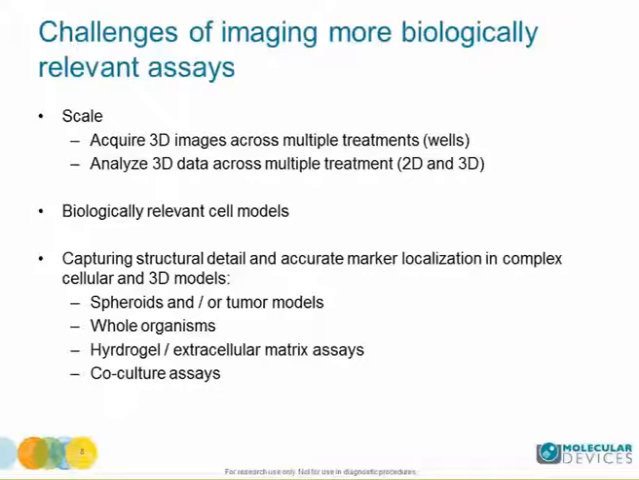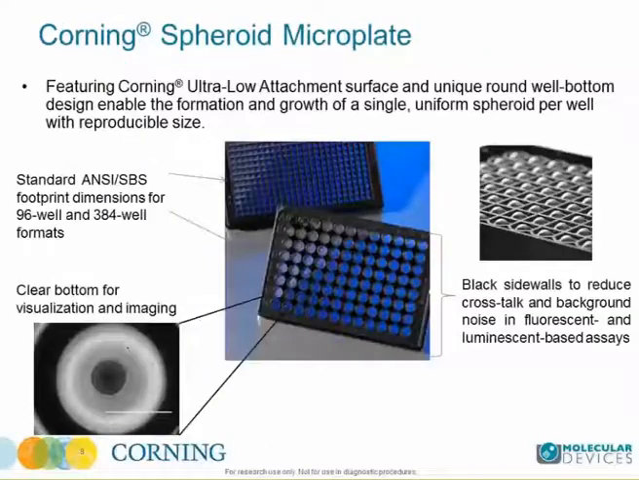So first of all, what do you put your cells in? We're going to be featuring Corning's ultra-low attachment, unique round well-bottom plates. They fit into standard SBS footprint detectors and they come in 96 and 384 well. We've been publishing quite a bit with these plates ourselves. They're clear bottom. You can visualize them for imaging, and I'll show you that you can reproducibly form spheroids at the bottom of these plates.